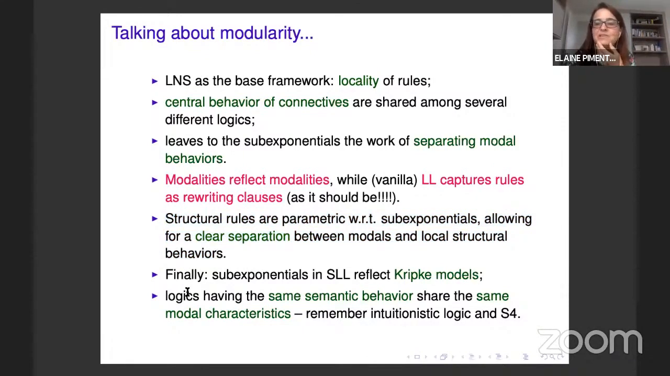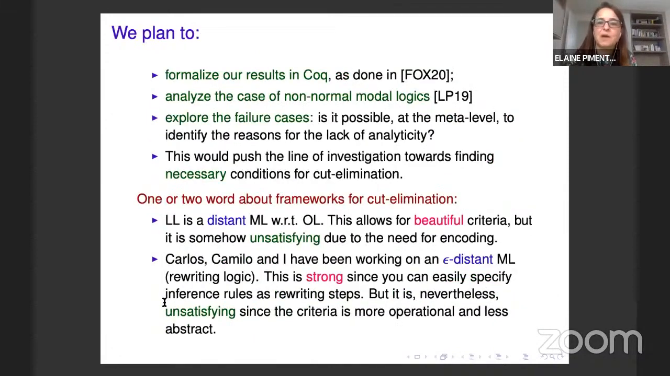The sub-exponentials in SLL really reflect the Kripke models of the logics we are dealing with. So it's not a surprise, for example, that S4 and intuitionistic logic have the same behavior. Of course they do, right? And so this is the thing. And just to finish, what we plan to do.